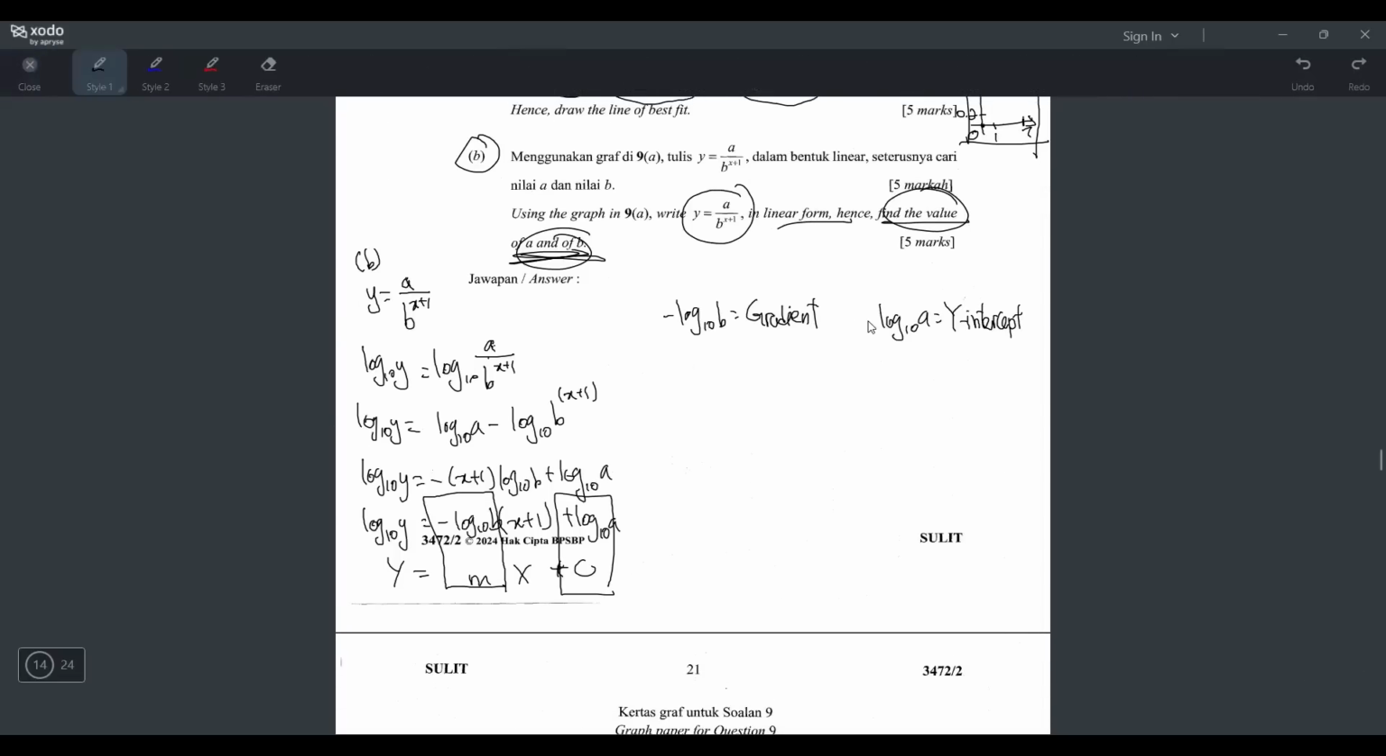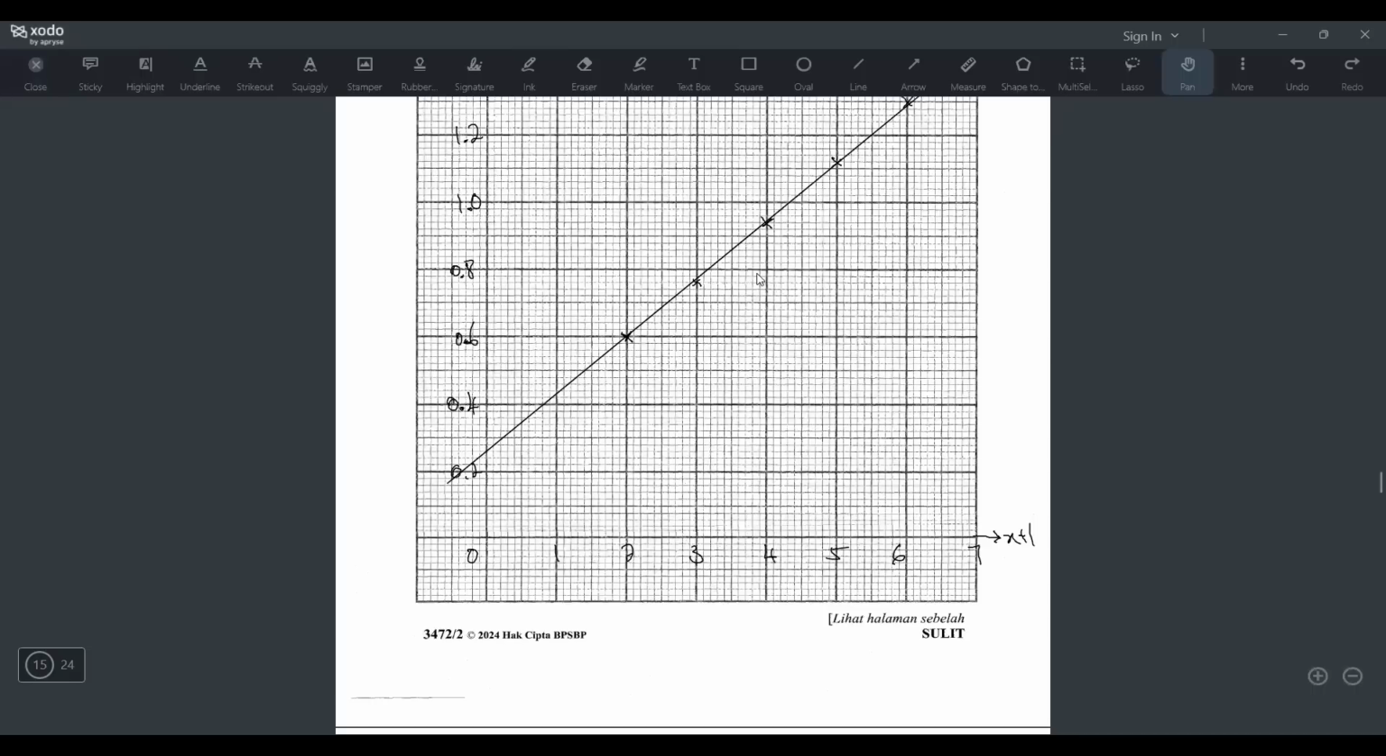Okay, sekarang kita boleh cari gradient and y-intercept and masuk dalam sini and masuk dalam sini. Okay, I want to find the y-intercept first. So log 10A equals y-intercept. Let's go and baca our y-intercept from the graph. So from the graph, I can see the y-intercept is here. Okay, let's put a dot here.